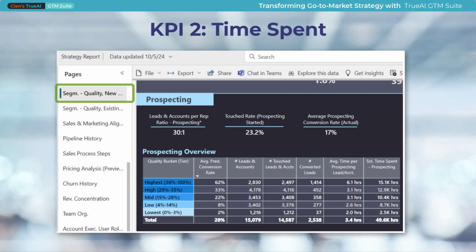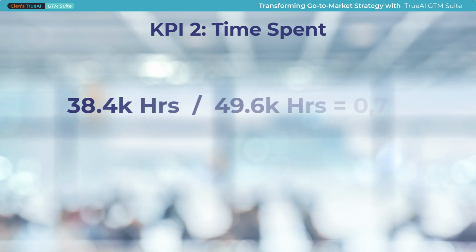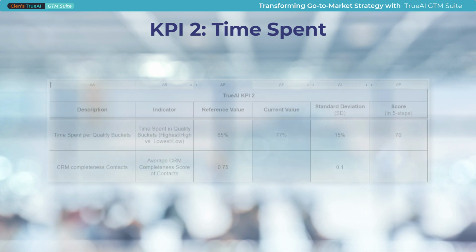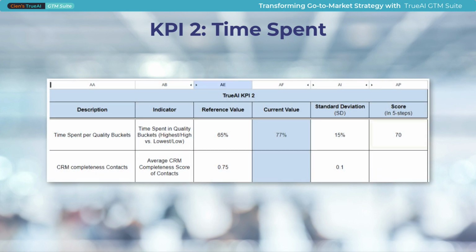Navigate to the strategy report segmentation quality new business tab to continue the analysis. TrueAI KPI 2 measures the time spent prospecting within the highest, high, and mid quality buckets as a percentage of the total time spent. To calculate this, we sum the time spent in the highest, high, and mid quality buckets, then divide by the total time spent prospecting. For this company, the result is 0.77, meaning that 77% of prospecting time is focused on these higher quality buckets. We then input this value into our Heatmap worksheet, resulting in a score of 70.